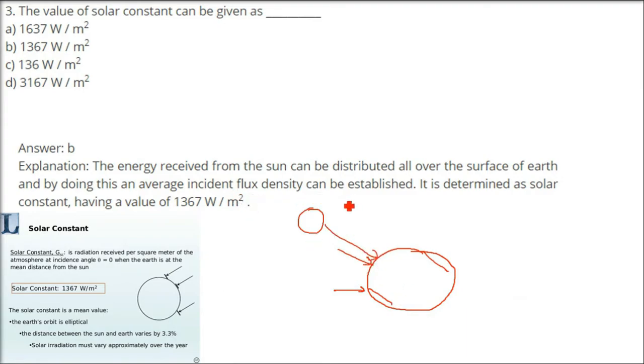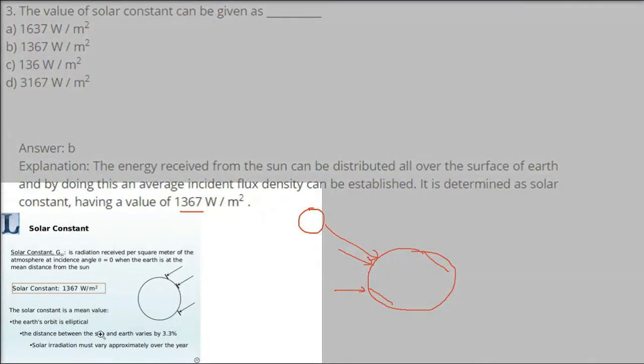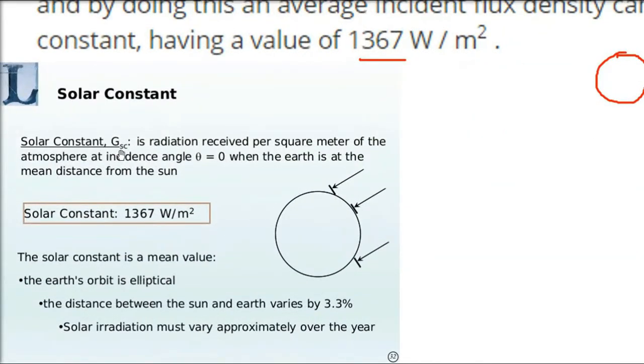And when we take the average incident flux density, we can find out how much average incident flux density there is for the whole earth. And there is a constant, called 1367. As I said, we represent it by capital G with a small SC, solar constant. This is the radiation received per square meter, watt per meter square is the unit, of the atmosphere at an incidence angle theta equals 0, when the earth is at the mean distance from the sun. So theta has to be 0, and earth is at the mean distance from the sun. Solar constant, as I said, is 1367 watt per meter square.